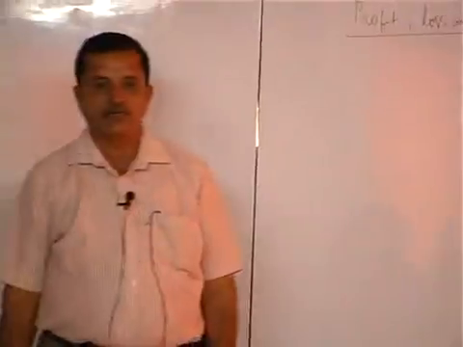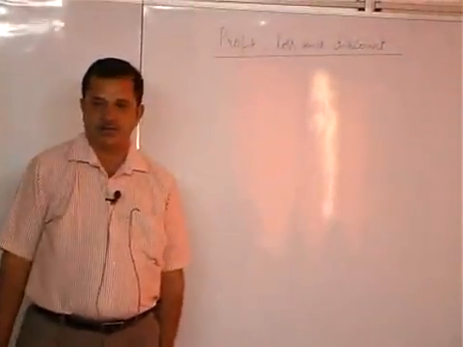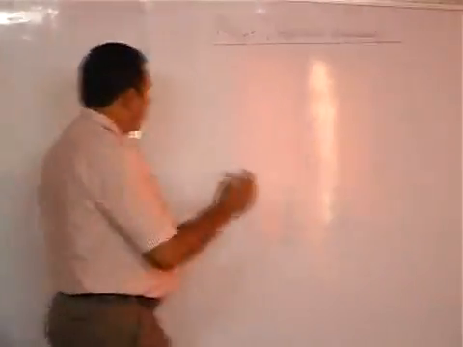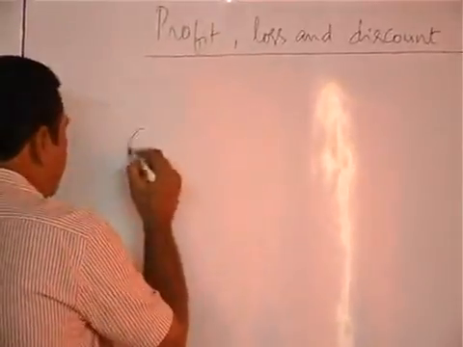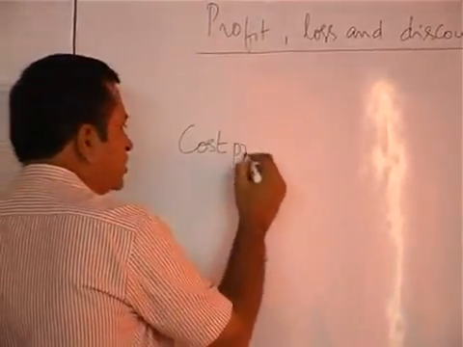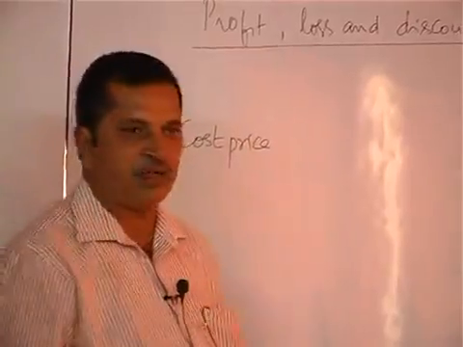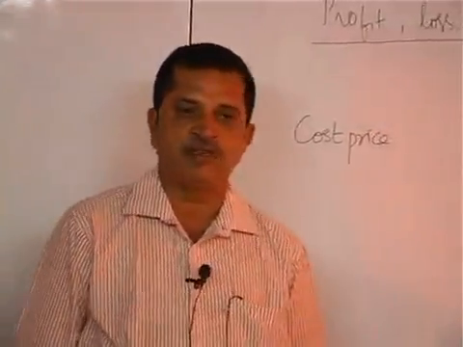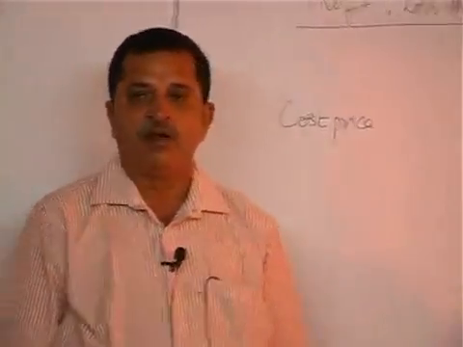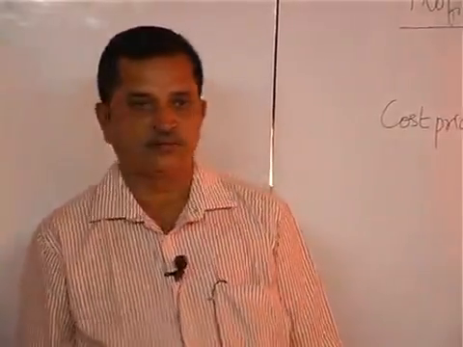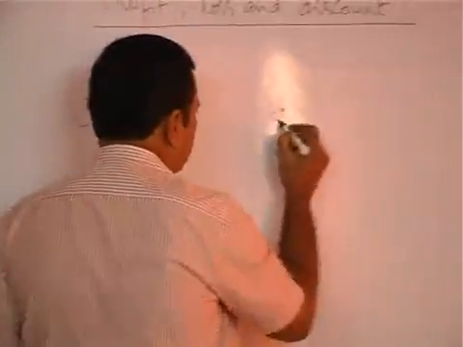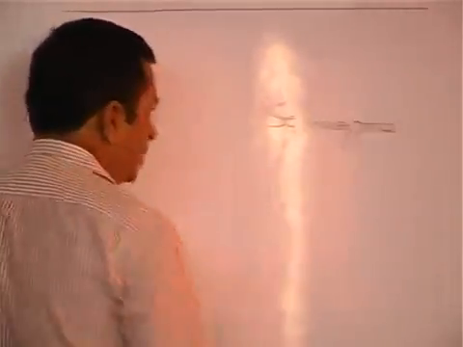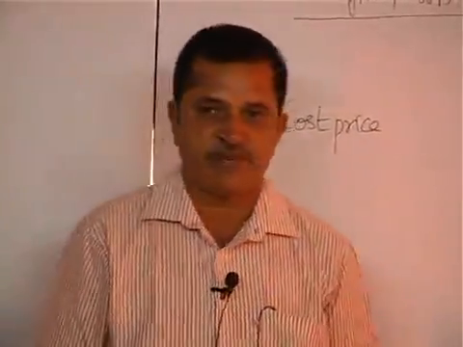What are the terms that we come across in profit, loss and discount? We'll go in one order. Cost price. Cost price to the customer or a businessman? All the terms we are talking about are related only to a businessman. Cost price to the businessman. After the cost price, selling price. Selling price to the businessman.